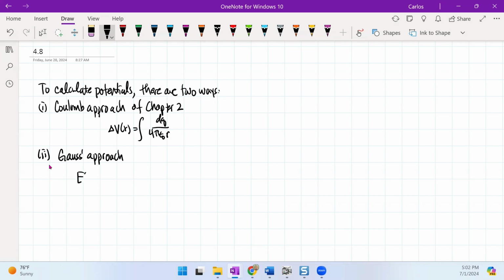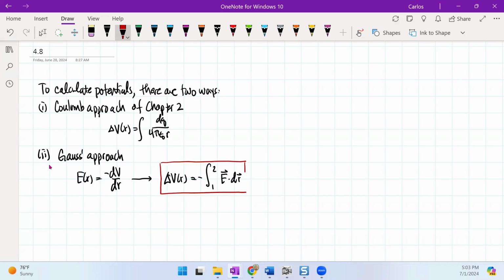We start with the electric field being defined as the derivative of the electric potential. If we rewrite this, then the potential difference is then the definite integral of E dot dr. Now, why would this be easier?